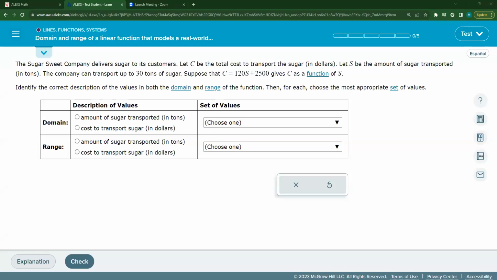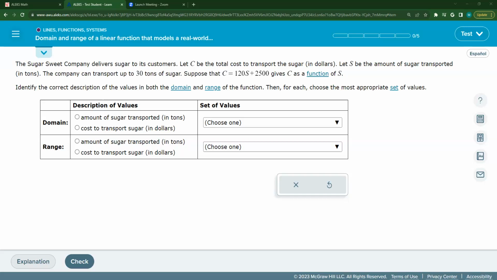Okay, so domain and range of a linear function that models a real world situation. These look like word problems, but they're not so much. There is a system for how you're going to do this. We're going to start in the upper left and work our way around. But we do need to read the question.